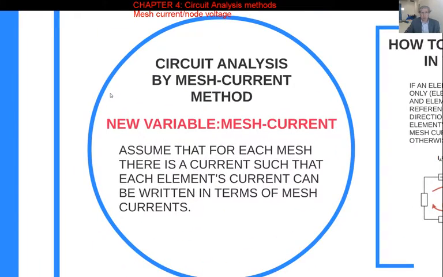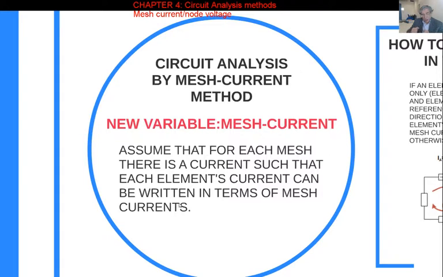Circuit analysis by mesh current method. New variable, as we said, is mesh current. Assume that for each mesh there is a current such that each element's current can be written in terms of mesh currents. As we already said, there are loops and meshes. We said meshes are special loops which do not have any other loop inside. And then we said for the meshes, all the Kirchhoff voltage law equations that you write for the meshes are independent. So we are now adding a new variable to this mesh. We are saying assume that each mesh has a current, which is called mesh current.